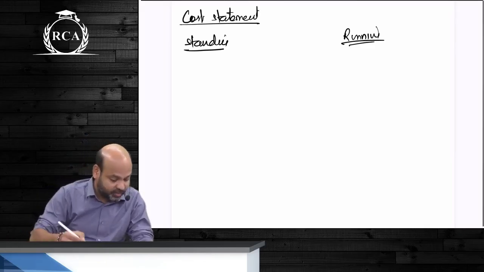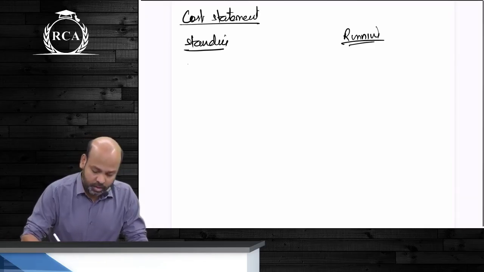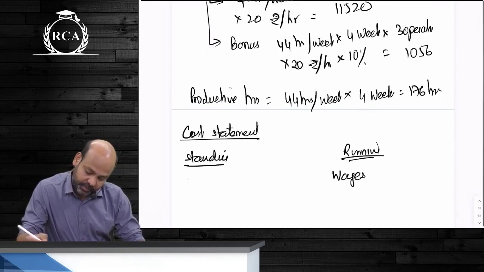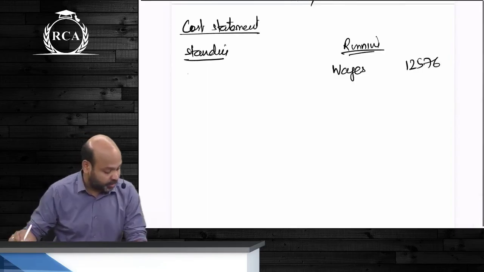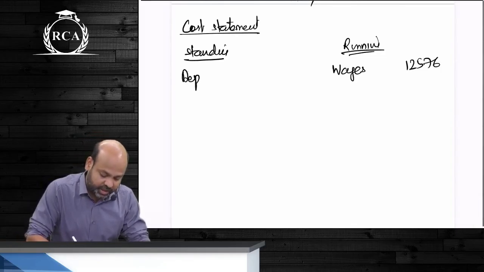Yes guys, first, beta, depreciation you will put under... wages, beta, we computed above. How much was the wages, guys? Both together 12576. This includes the amount of bonus, beta. Depreciation I will put under standing charges.